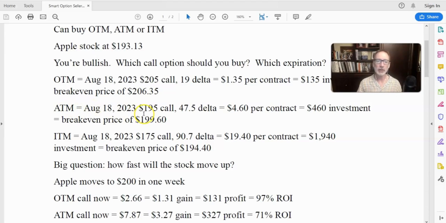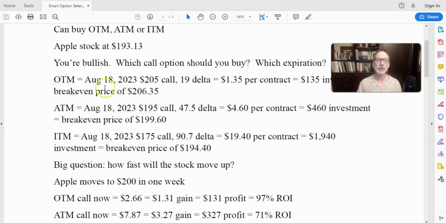At the money call, the stock has to go up to $199. That's over a $6 move higher. And of course, the out of the money call needs to go up to $206. That's over $13. It's a $13 move that Apple has to move higher.